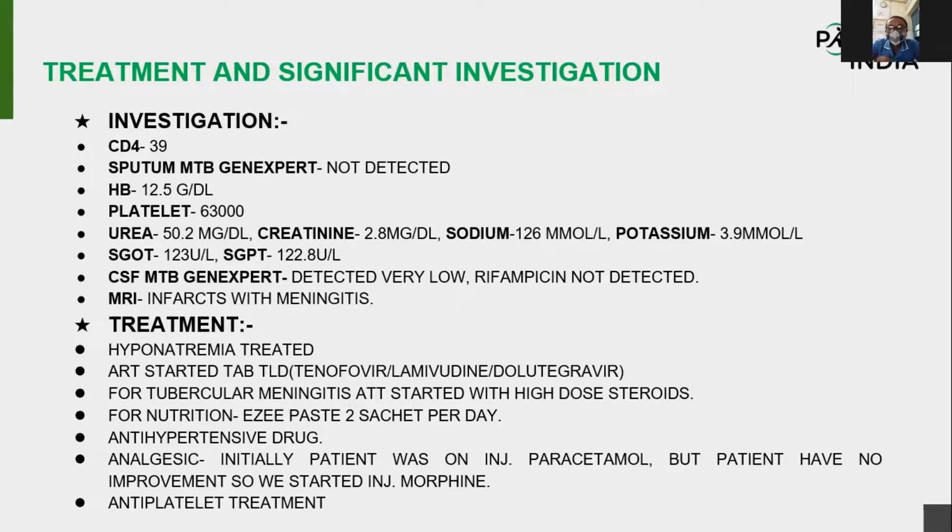We have done hyponatremia treatment to correct the hyponatremia, giving injection 3% NaCl, and ART was started, tablet TLD. For tuberculosis meningitis, we had started ATT with a high dose of steroids. For nutrition, we had given Easy Paste 2 sachets per day, and we also gave an antihypertensive drug. For analgesia, initially the patient was on injection paracetamol, but the patient had no improvement, so we started injection morphine, and we also started antiplatelet treatment.